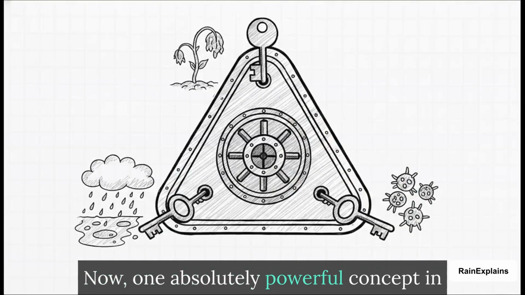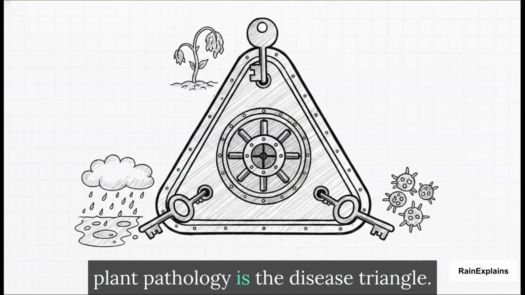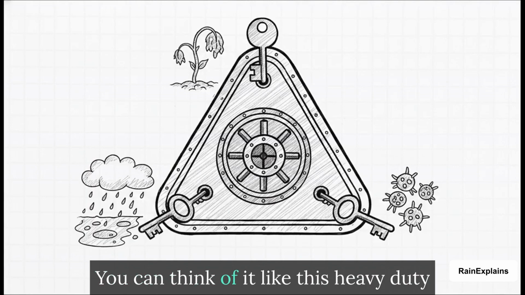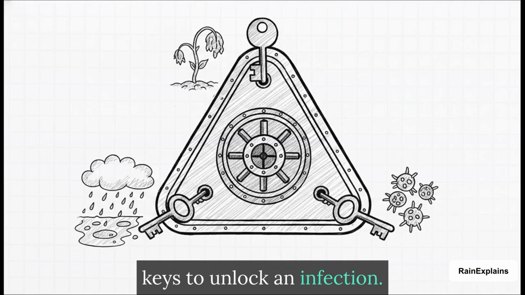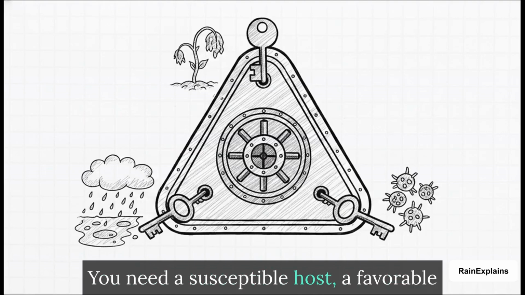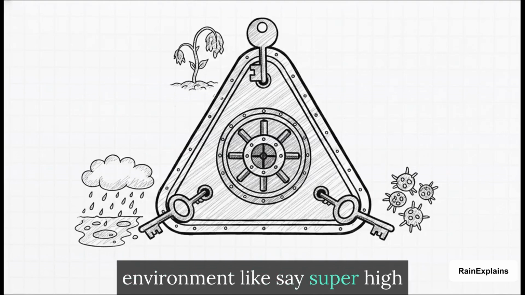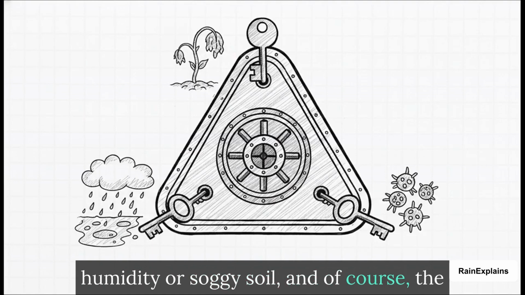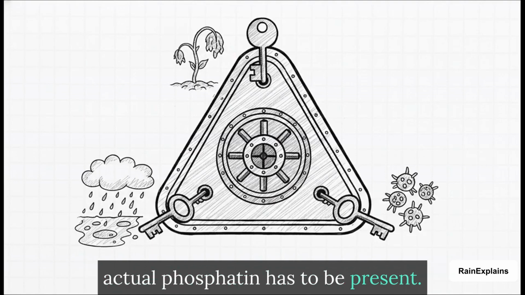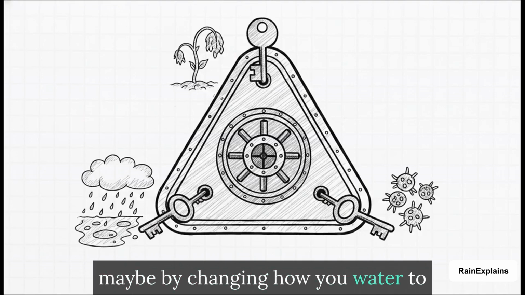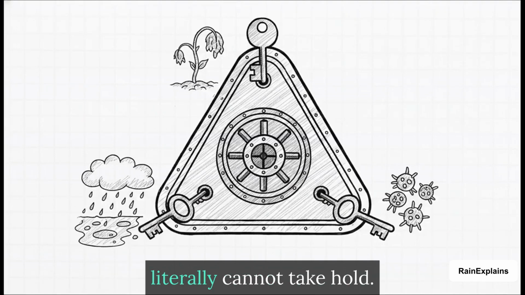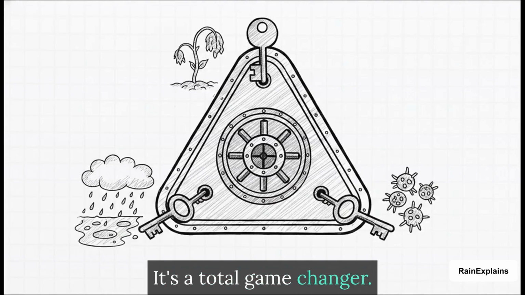Now, one absolutely powerful concept in plant pathology is the disease triangle. You can think of it like this heavy-duty vault door that needs 3 very specific keys to unlock an infection. You need a susceptible host, a favorable environment like, say, super high humidity or soggy soil, and of course, the actual pathogen has to be present. Here's the beauty of it. If you remove just one of those keys, maybe by changing how you water to alter that environment, the disease literally cannot take hold. It's a total game changer.